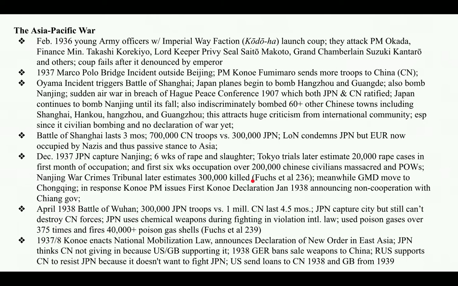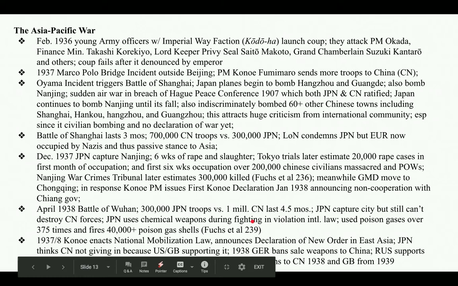Meanwhile, though, this did not break Chinese nationalist defenses in any way. The Kuomintang instead moved to Chongqing, where it continued to fight the war against Japan, and Japanese planes then launched bombing raids against Chongqing as well. Prime Minister Konoe at this time issued the first Konoe Declaration in January 1938, announcing non-cooperation with Chiang Kai-shek's government, and the war continued. In April 1938, there was another large battle at Wuhan, which involved 300,000 Japanese troops against 1 million Chinese troops, and it lasted 4.5 months. The Japanese eventually captured the city, but they still couldn't destroy Chinese forces.